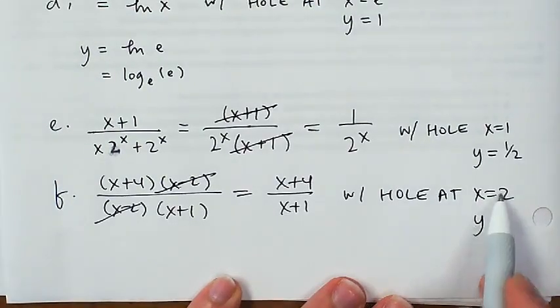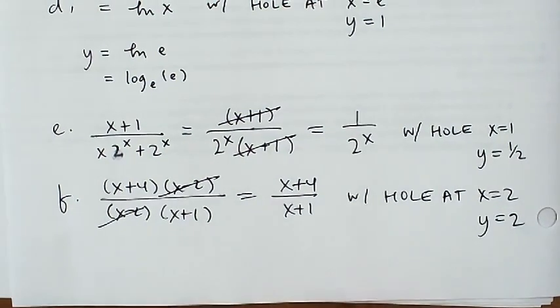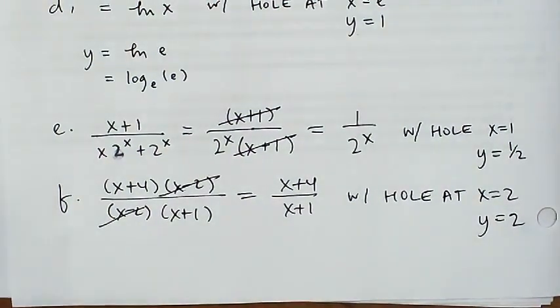The y-coordinate of the hole I'd plug into here. I've got 6 divided by 3 is equal to 2. That's it. Okay, so we found the holes.